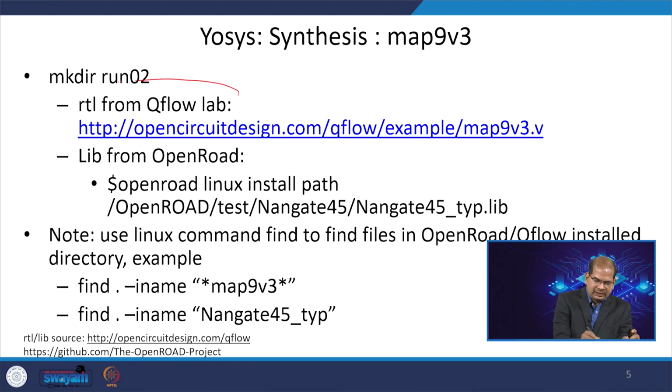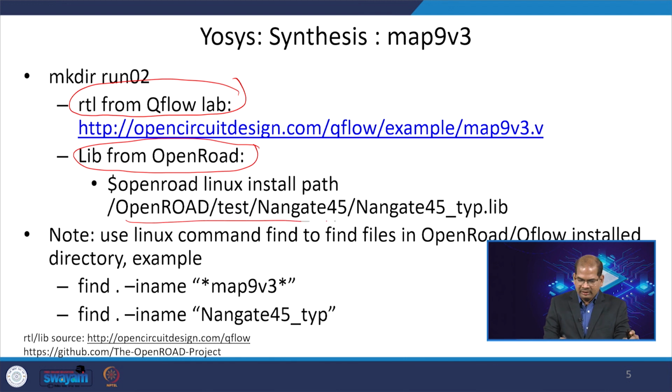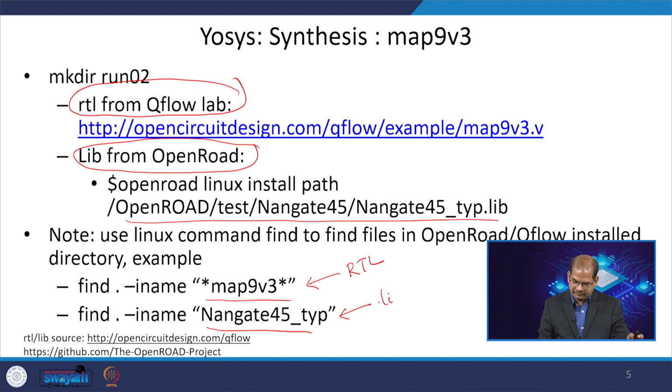In this slide we are describing from where we are taking the RTL. This RTL is taken from this location, and timing libraries are available in the OpenROAD installation path like the below path. Anyone can download. Then you can use some basic Linux commands to locate the above input files in the flow and OpenROAD installed paths. So, this is the RTL and this is the .lib.